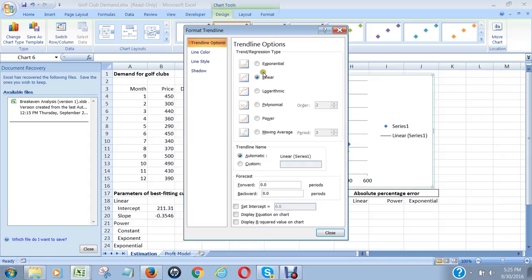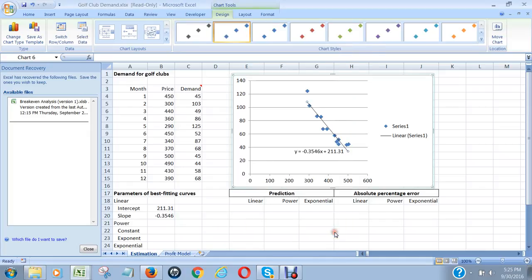Let's do it linear now, and you want to put display equation on chart like that, and then you click on close, and then it gives you this equation. Y is the demand, X is the price. You plug the price into X, calculate the result of this equation, and that's your Y value, which is the demand. So you get 211.31 is the intercept, and 0.354x is the slope. This is like y is equal to mx plus b from your basic algebra.